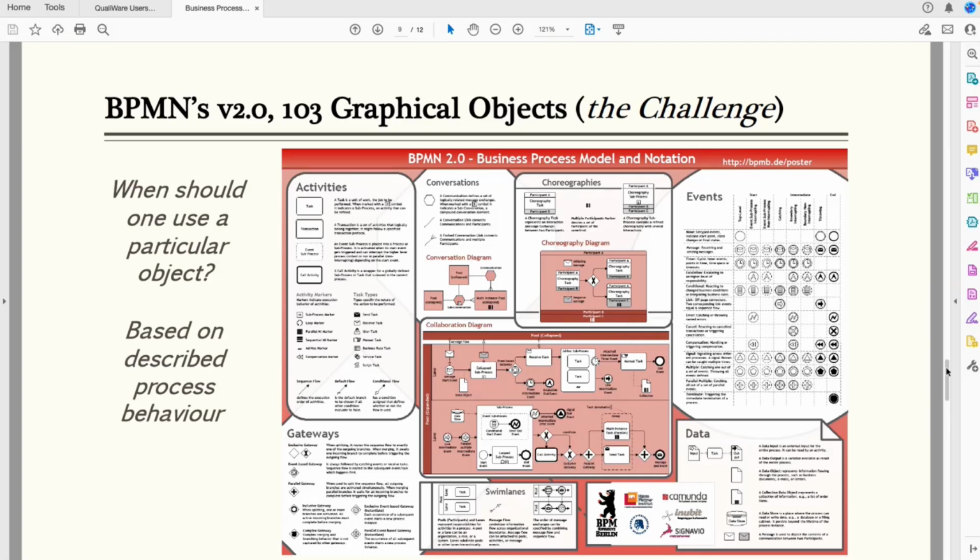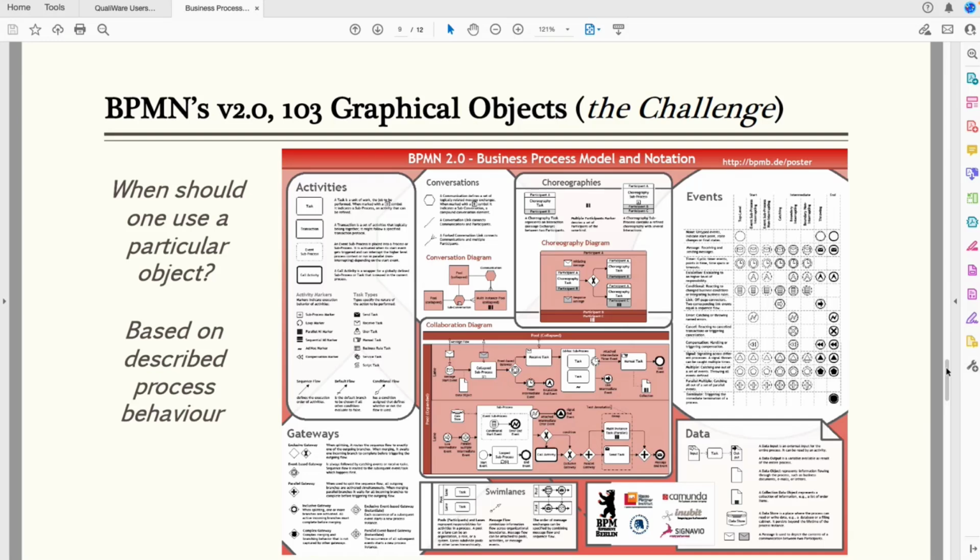BPMN, business process model and notation. They added the model and notation with the version 2 graphical objects. There's over 100 objects. And like I said, each one of these has some BPEL code behind it for behavior.